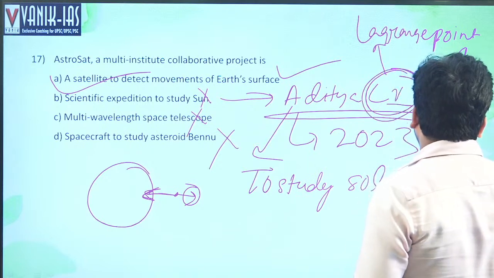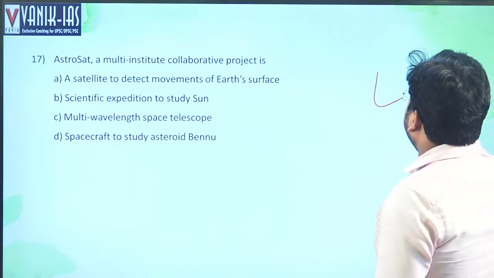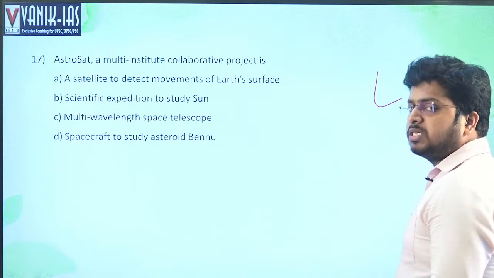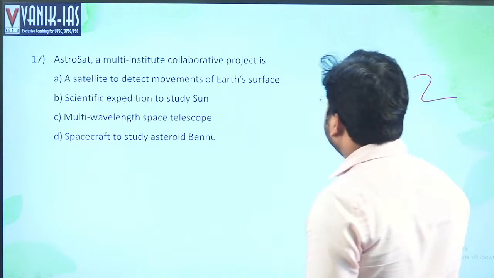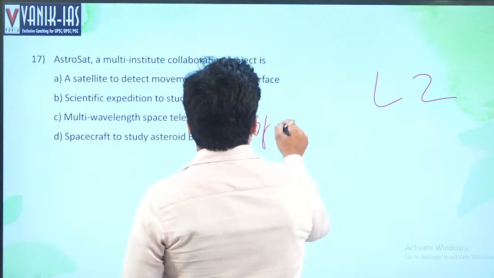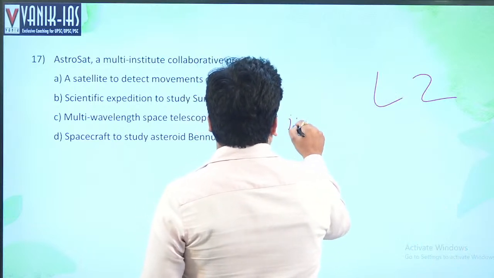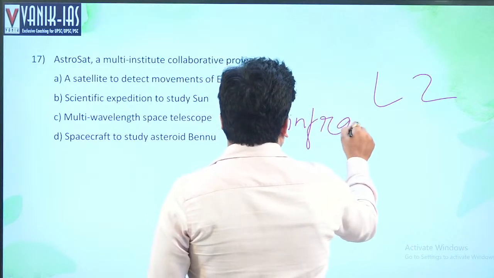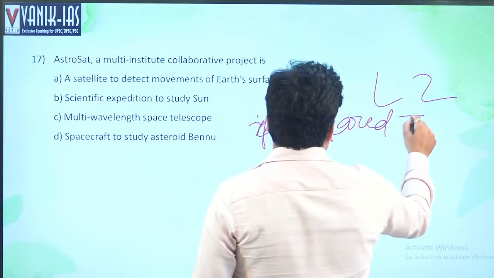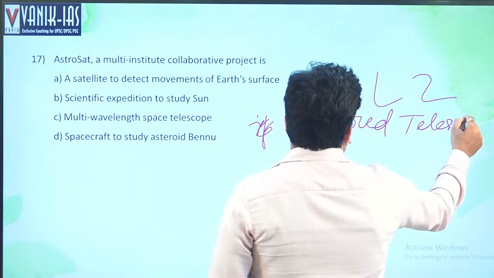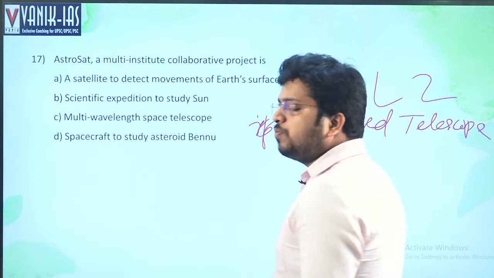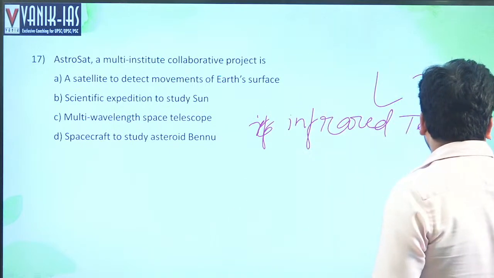Recently, the James Webb telescope has been placed in Lagrange point 2. The James Webb telescope, which has replaced the Hubble telescope, is also called an infrared telescope, right? That is placed in Lagrange point 2, right? Okay.